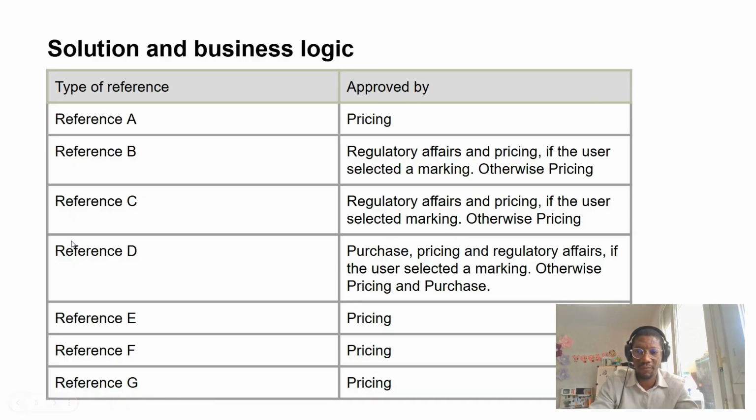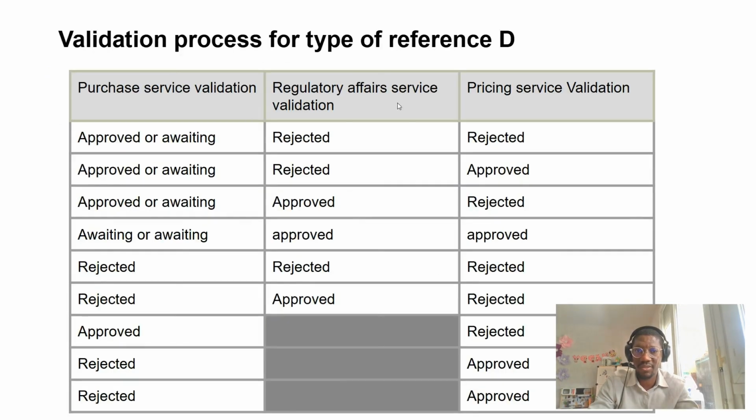Let's take the example of reference D and see how the validation process will be done. So for a type reference D, if the pricing service rejected the request and also regulatory affairs service has rejected the request, it must be sent back to those services, regulatory affairs service and pricing service, not purchase service, because here the purchase service has already approved the request or the request is in waiting. In the case of a type reference D where there is no marking and the pricing service has rejected the request, the request may only be approved by pricing service, not purchase service, because in that case, the request has already been approved.